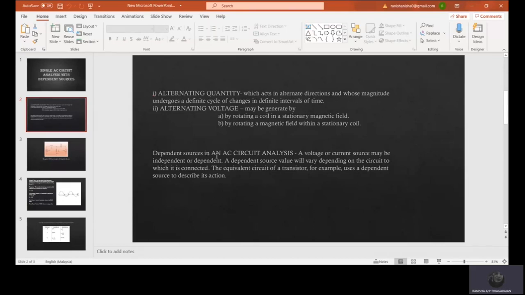Dependent sources in an AC circuit: a voltage or a current source may be independent or dependent. A dependent source value will vary depending on the circuit to which it is connected. The equivalent circuit of a transistor, for example, uses a dependent source to describe its action.